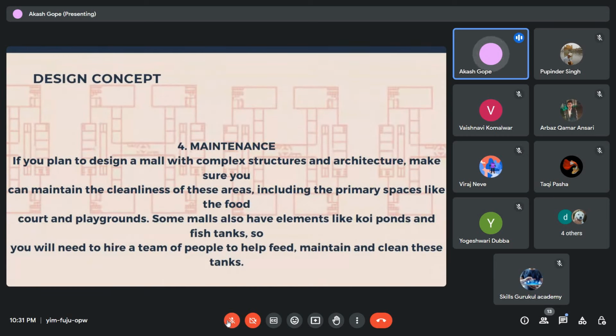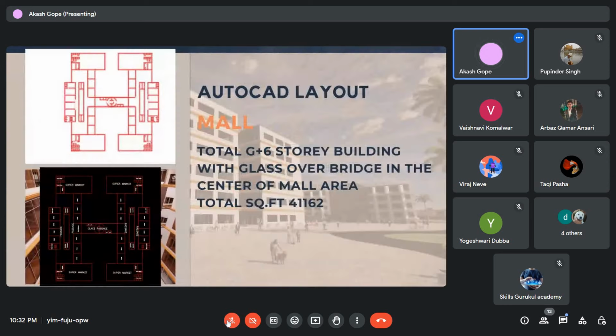Fourth one is maintenance. If you plan to design a mall with complex structure and architecture, make sure you can maintain the cleanliness of the area, including primary spaces like the food court and playground. Some malls also have elements like ponds and fish tanks, so you need to hire a team for cleaning and maintenance.